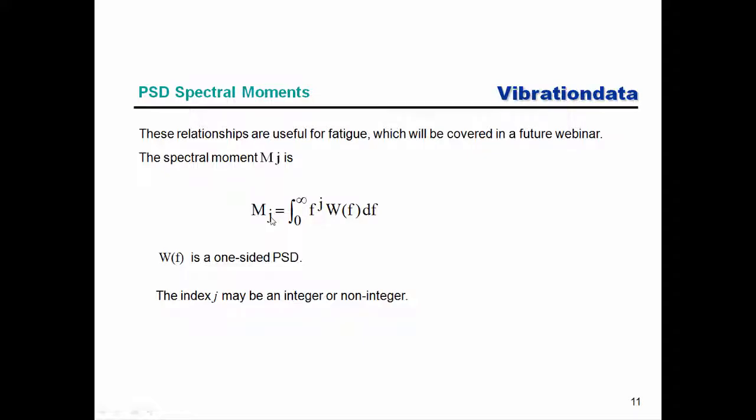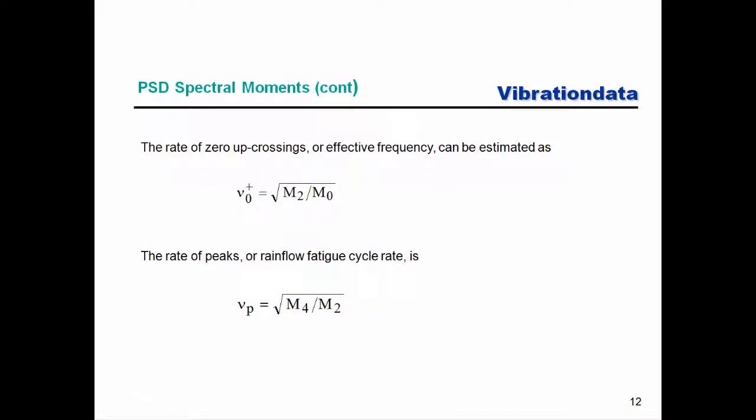And so we could have a 0th order spectral moment if j was equal to 0, or we could have a first order spectral moment if j is equal to 1, and so on. And again, j could be a non-integer. Those spectral moments by themselves don't necessarily have a lot of immediate use to us, but we can manipulate them by taking one and dividing by another and get some useful parameters.